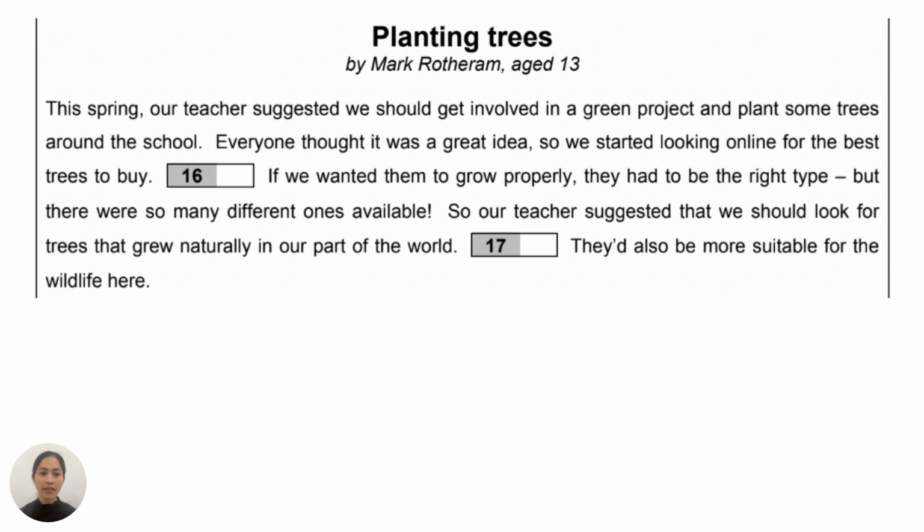Number 16. This spring, our teacher suggested we should get involved in a green project and plant some trees around the school. Everyone thought it was a great idea, so we started looking for the best trees to buy. Missing sentence: if we wanted them to grow properly, they had to be the right type, but there were so many different ones available. So they are talking about choosing the best tree to buy. So it's about choosing a tree.